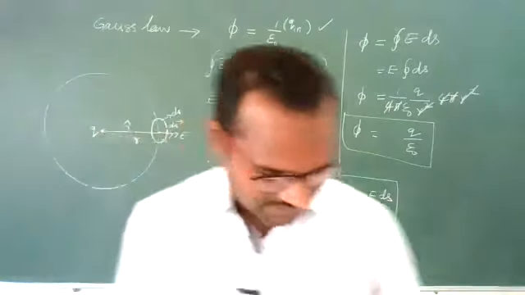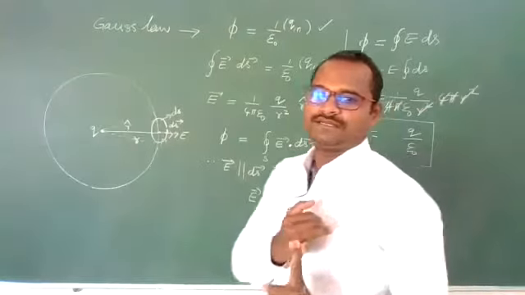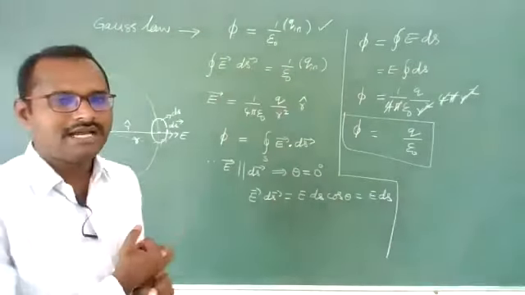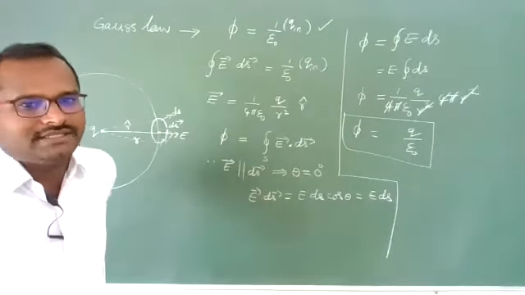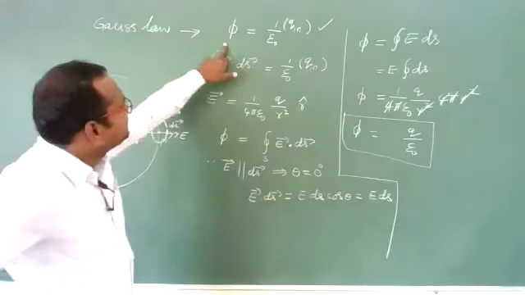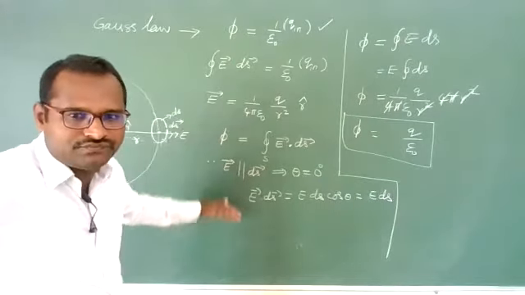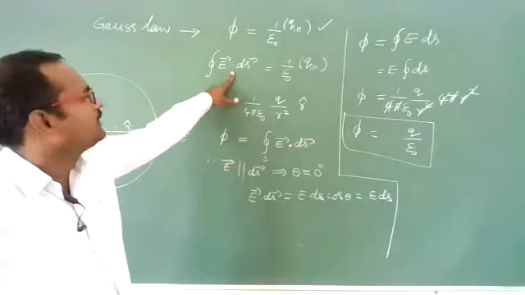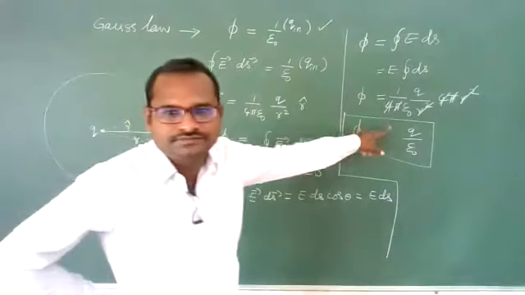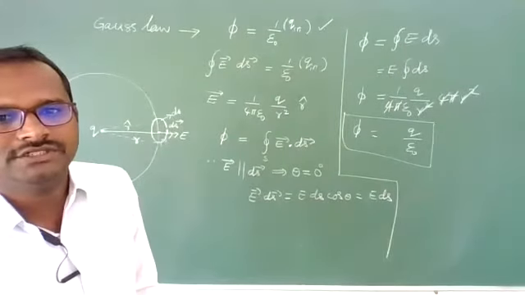Clear? Students, they may ask you to state and prove Gauss theorem in electrostatics. First, you need to write the Gauss law statement, and then you need to write the proof. I hope you understand the proof. From this point, I am getting this proof. Got it? How many of you understand this point?